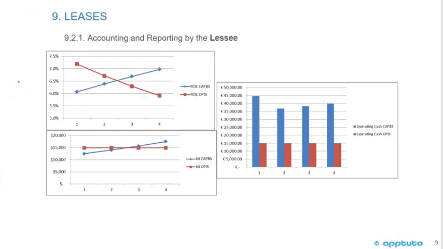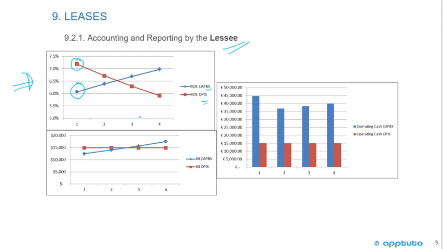Another nice thing about putting it into Excel is that I did a couple of graphs here, because sometimes people say a picture's worth 1,000 words. And again, this is from the point of view of the lessee. These are my graphs. They're not in the text. I just wanted to show you that the ROE on an operating lease starts higher than on the finance lease. So you can see blue is the capitalized balance sheet, red is the operating, and they cross over.